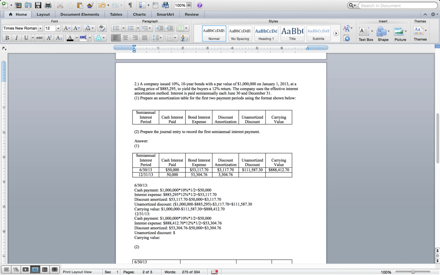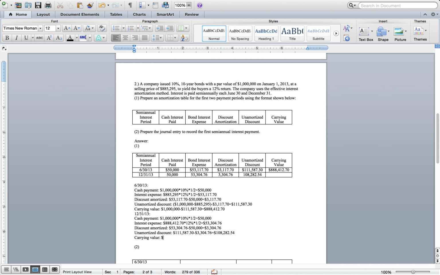So we start off with the $111,587.30 and take out the discount amortized portion, which we just calculated at $3,304.76. So that'll equal $108,282.54. Okay, so we go over here, put $108,282.54. The last part, to get the carrying value.